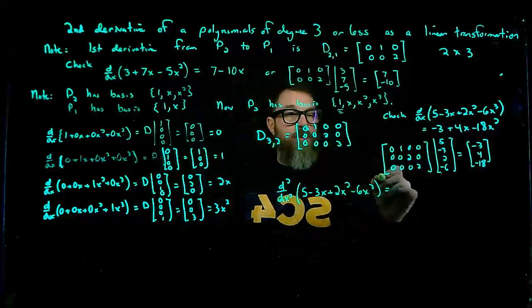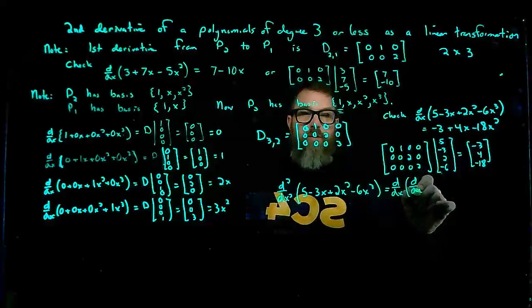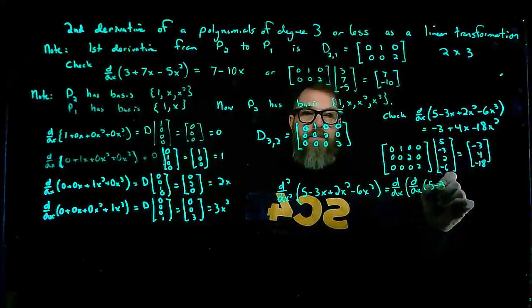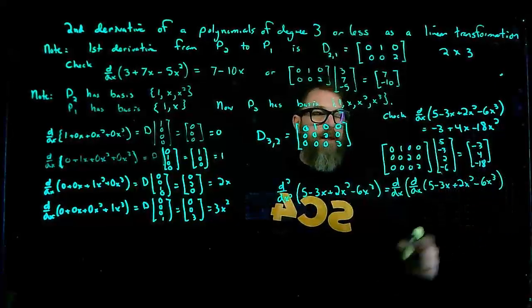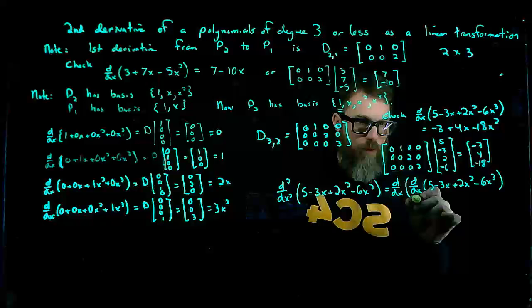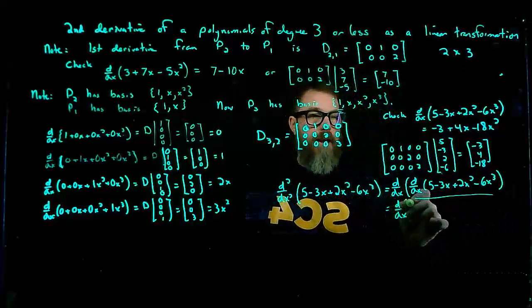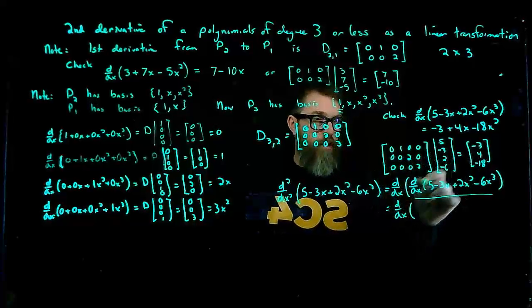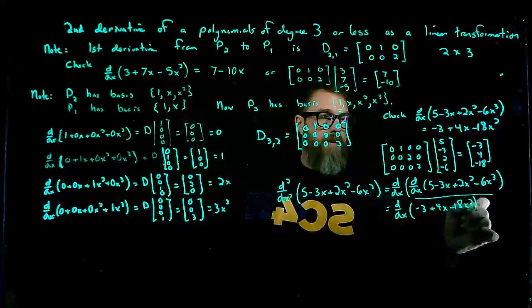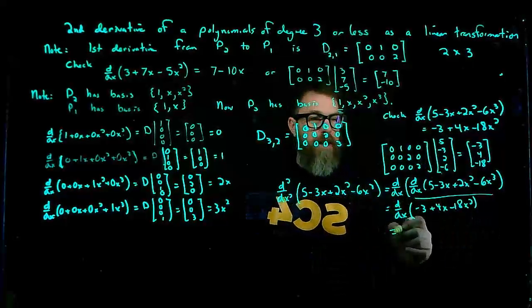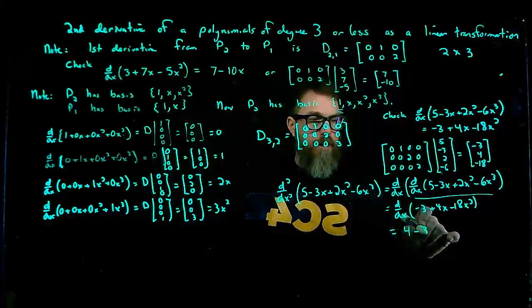Now I know that the second derivative is going to be the derivative of the derivative with respect to x of this 5 minus 3x plus 2x squared minus 6x cubed. And doing this part right here, this is going to be equal to the derivative with respect to x of, well, we just did this. It's right here. This is going to be equal to minus 3 plus 4x minus 18x squared. And now I have to take its derivative again, and the derivative of this will be 0. This is going to be equal to 4, and this is going to be minus 36x.